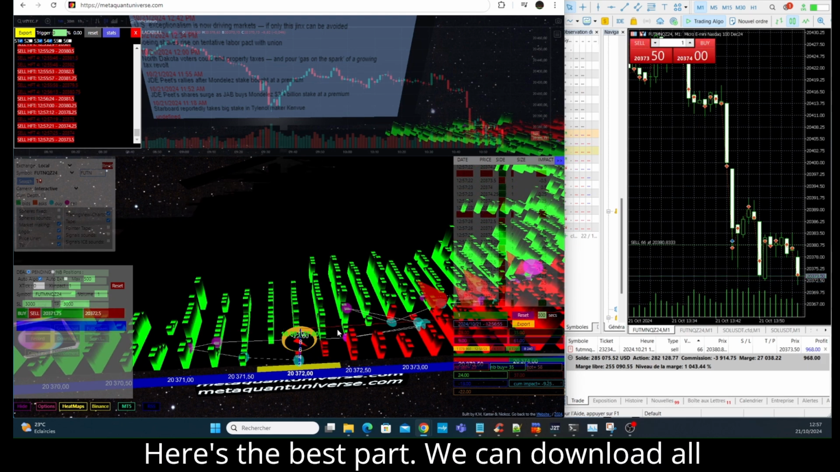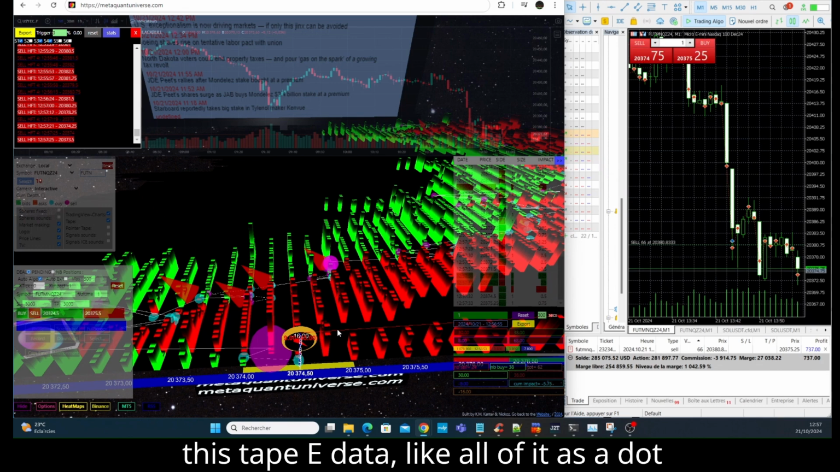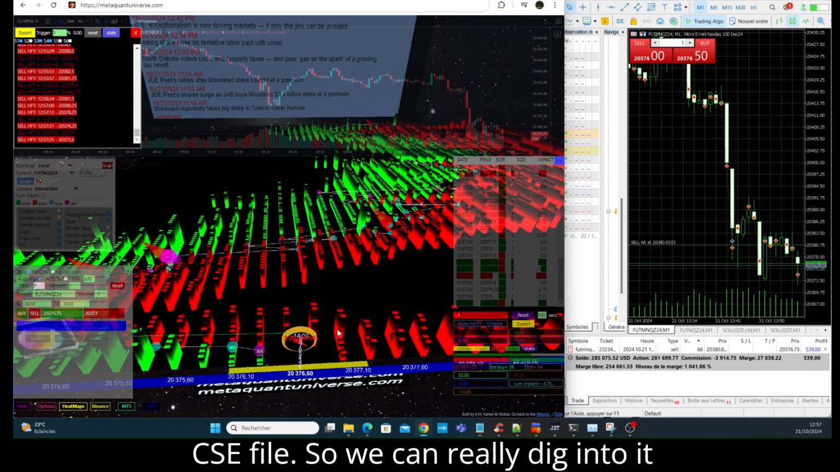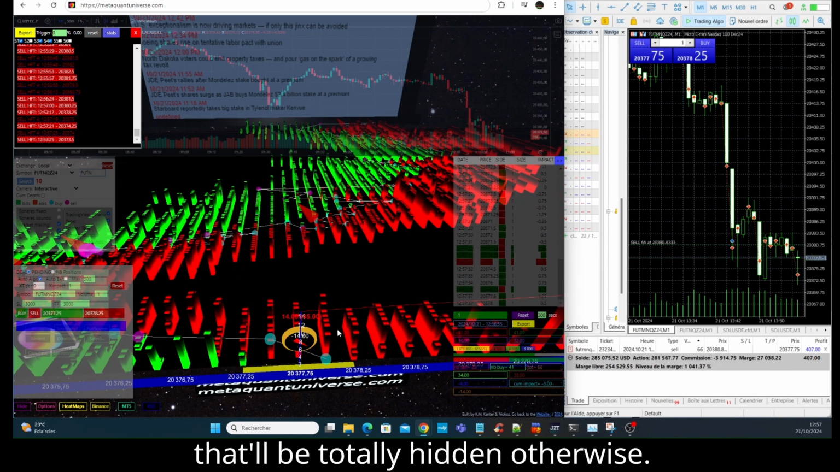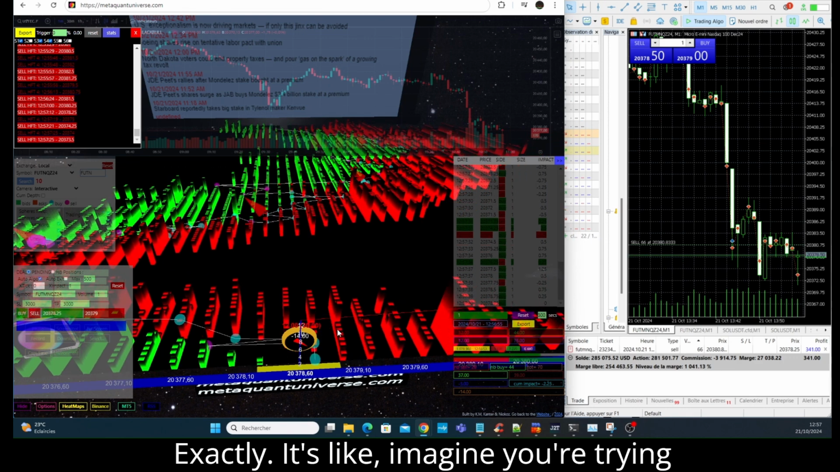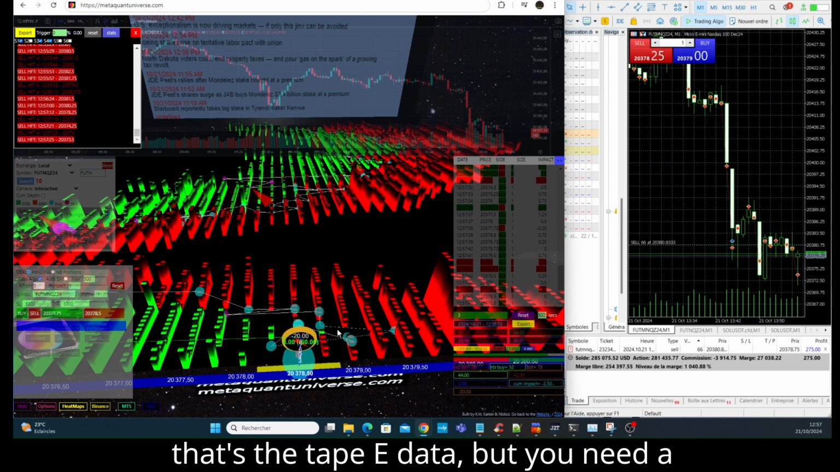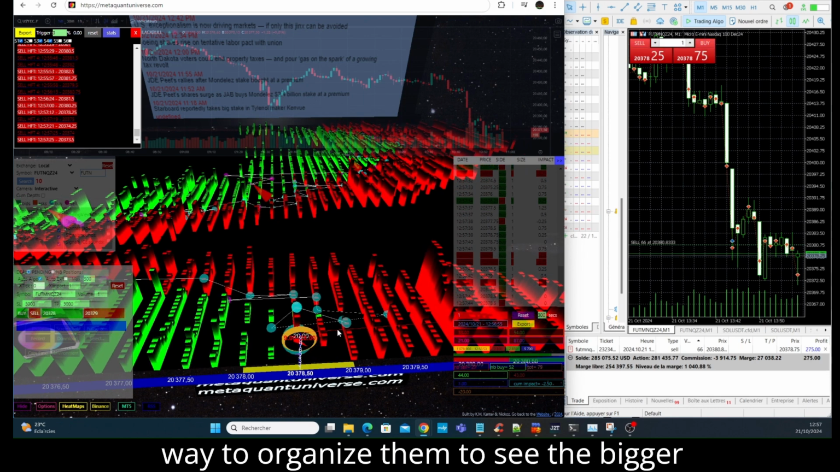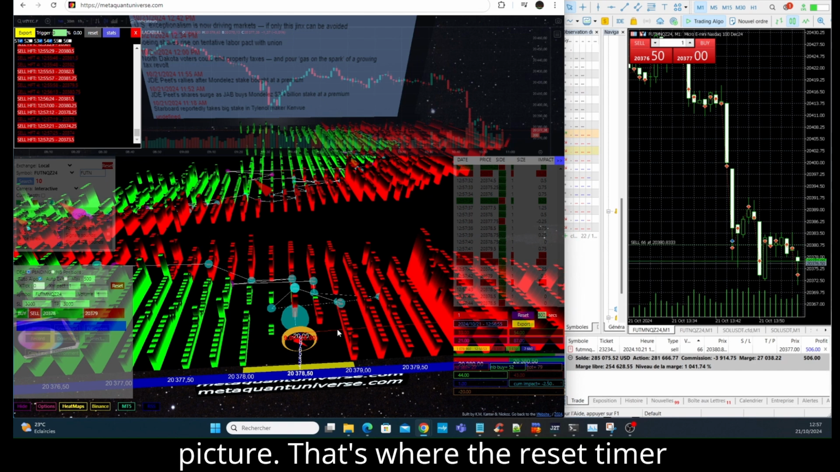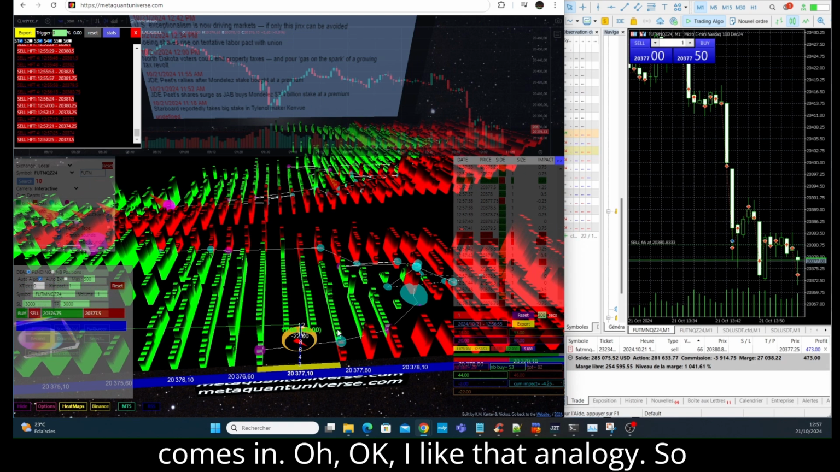Here's the best part. We can download all this Tape E data, all of it, as a .csv file. So we can really dig into it and maybe uncover patterns that would be totally hidden otherwise. Exactly. Imagine you're trying to put together a really complicated puzzle. You've got all these pieces, and that's the Tape E data. But you need a way to organize them to see the bigger picture. That's where the reset timer comes in. Ooh, okay, I like that analogy.